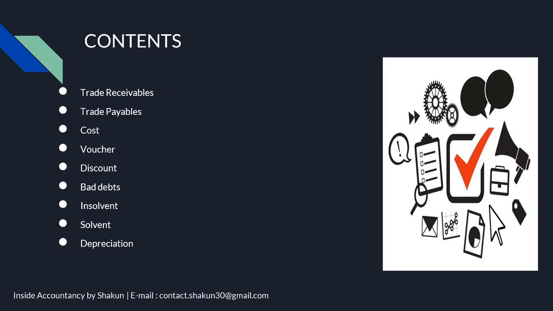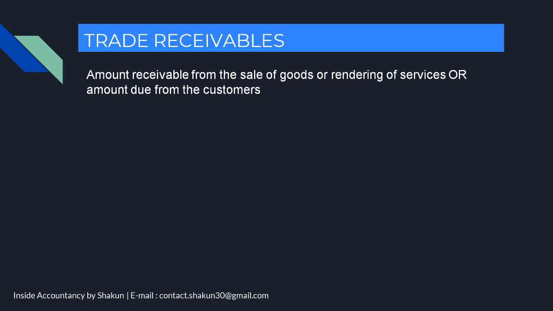Let's move to the first term, that is trade receivables. Now, trade receivables is the amount which is receivable for the sale of goods or services which are rendered in the ordinary course of business. Stating differently, it is the amount which is due from the customers of an enterprise. So that amount which the firm has to receive from the customers is referred to as trade receivables.